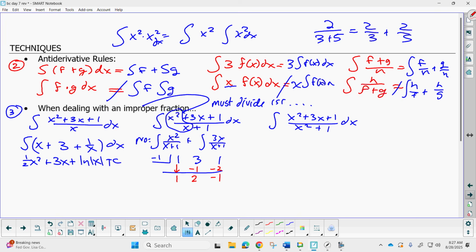Now we're going to bring the variables back. This tells me that this expression is mathematically equivalent to what? x plus 2 plus or minus 1 over x plus 1. Integrate that with respect to x.